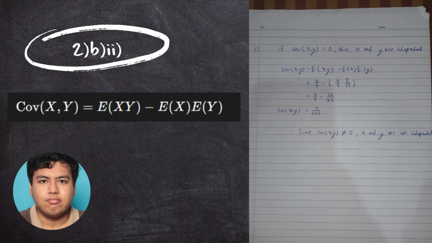Covariance measures how x and y vary together. It is calculated as cov(x,y) equals E(xy) minus E(x) times E(y). Substituting our values, cov(x,y) is equal to 4 over 9 minus 4 over 5 times 8 over 15, which is equal to 4 over 225. The positive covariance indicates a slight tendency for x and y to increase together. X and y are not independent because if they were, the covariance would be equal to 0, which it is not.